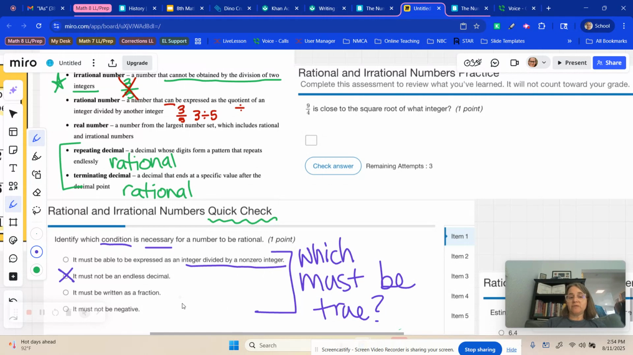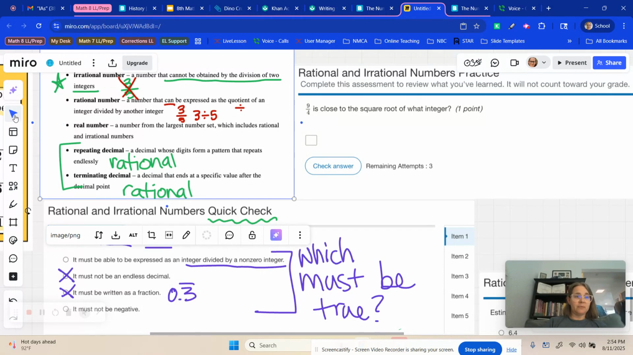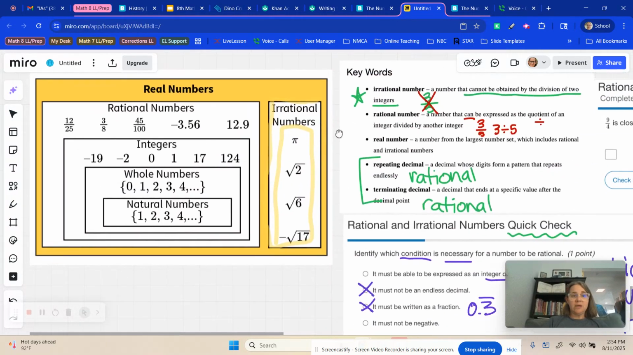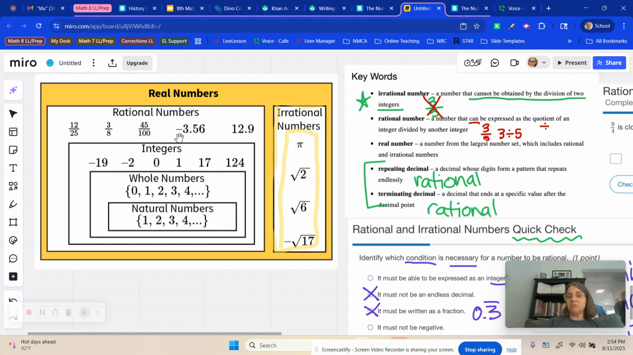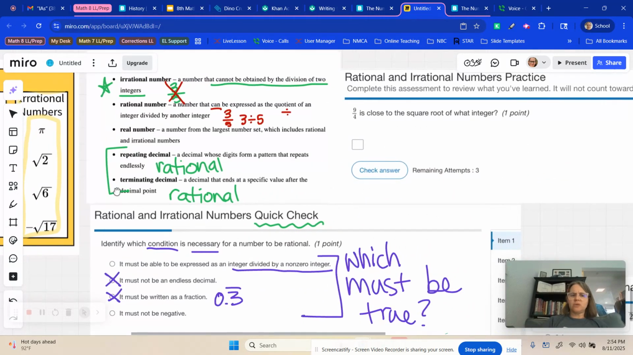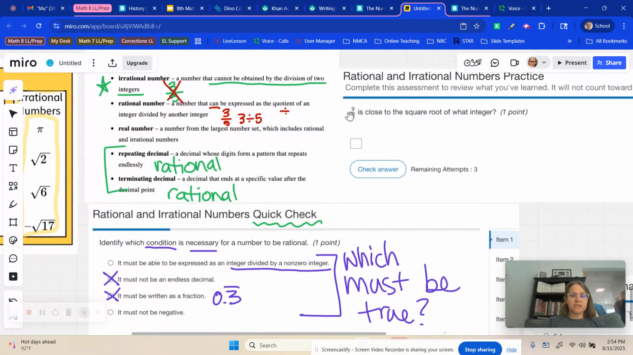It must be written as a fraction. Well, not necessarily, because if we had 0.3 repeating, we would still say it's rational. I don't think it has to be written as a fraction. It must not be negative. So look at our chart. Remember that the rational numbers have the negatives in them. Look, here's one right here in the examples, negative 3.56. So I don't think that's true, that it must not be negative. Let's cross that one out.